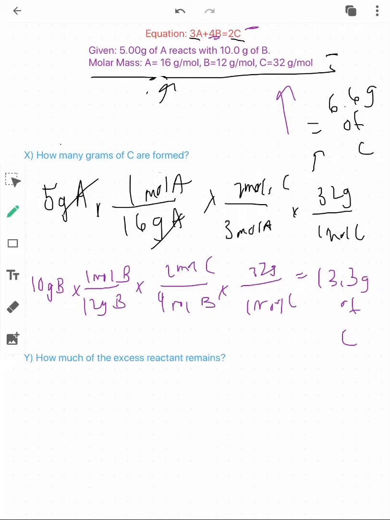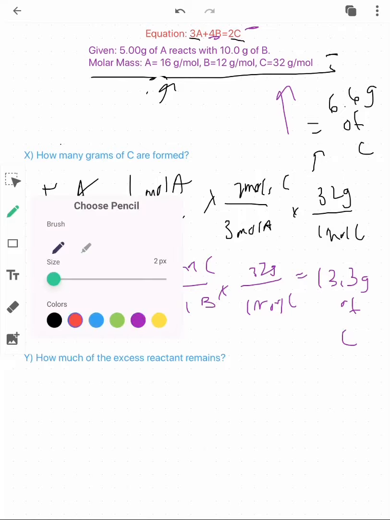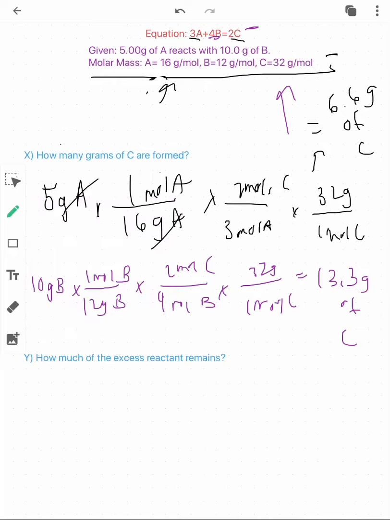As we can see, A has a lower yield than reactant B. This tells us that A is the limiting reactant, and B is the excess reactant. For part Y, it asks how much of the excess reactant remains. For part X, we know the limiting reactant is substance A because it yields only 6.6 grams of C. So essentially, you have to work backwards and see how many grams of B actually react in the reaction. We go from grams of C to grams of B, starting with 6.6 grams of C.